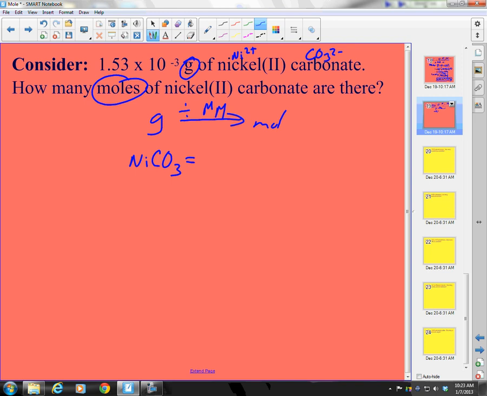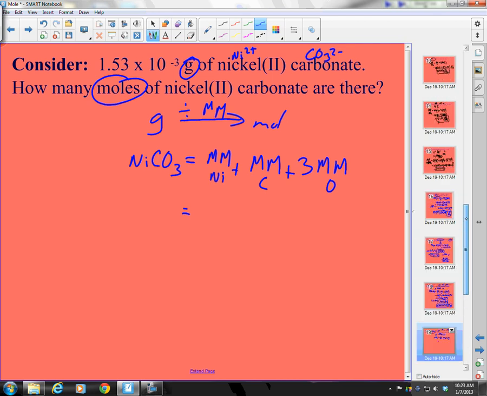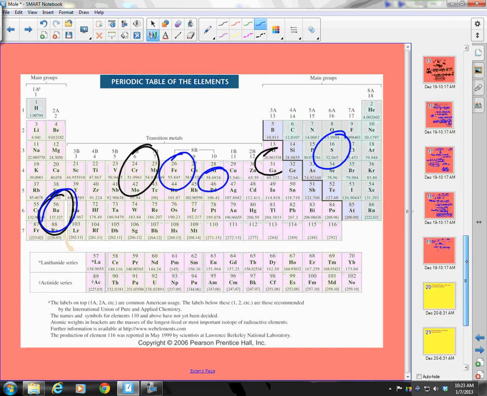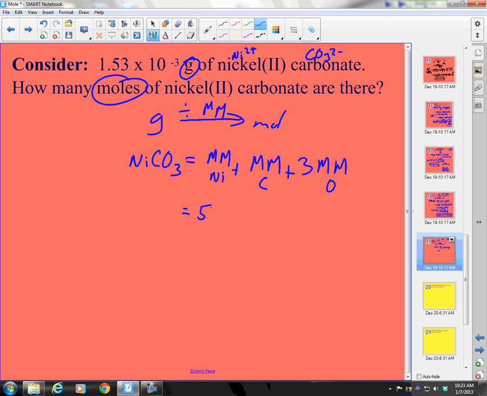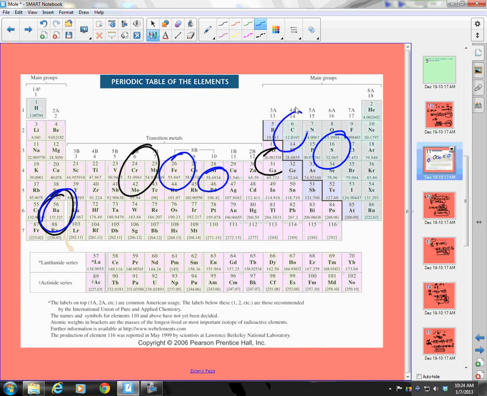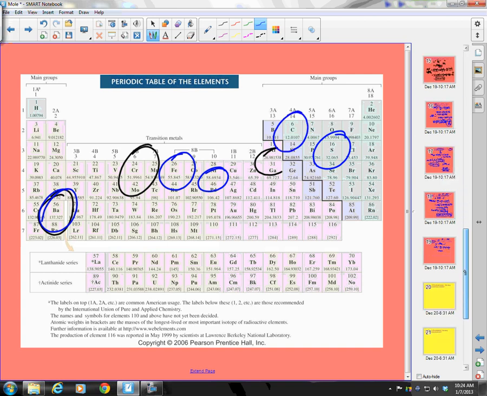So that means what? I need 1 molar mass of nickel plus 1 molar mass of carbon plus 3 times the molar mass of oxygen. So let's look at nickel. Nickel, where's nickel? Looks like it's 58.69. 58.69 plus carbon. I think carbon's 12.01. Let's see, where's carbon? 12.01. Hey, I've got that one memorized.